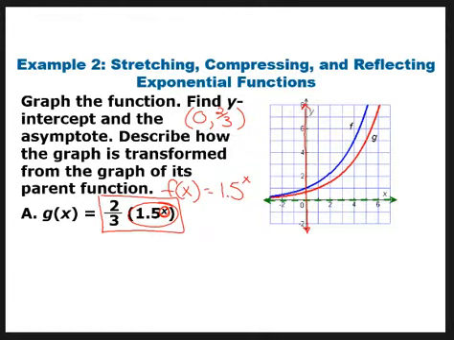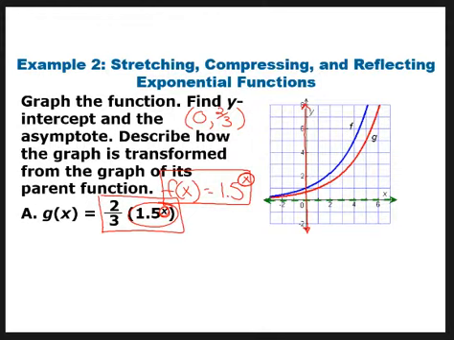If you're thinking in terms of your parent function here, which we have up here, the y-intercept for your parent function is just going to be 1, which you can see in blue over on the right. Because again, if you fill 0 in for x, anything to the 0 power is 1. So you fill in 0, you get 1. So we can see that over there. Alright, now describe how the graph is transformed.